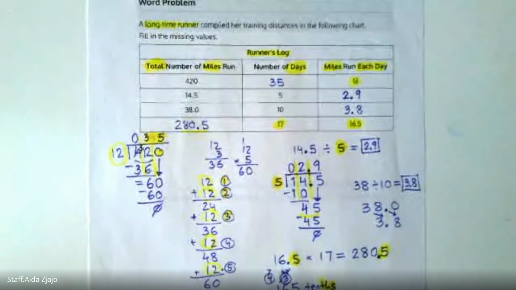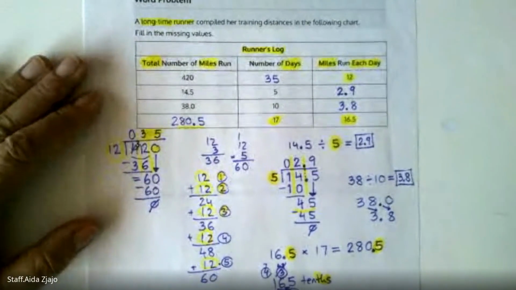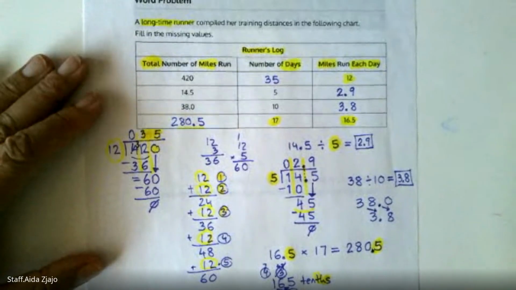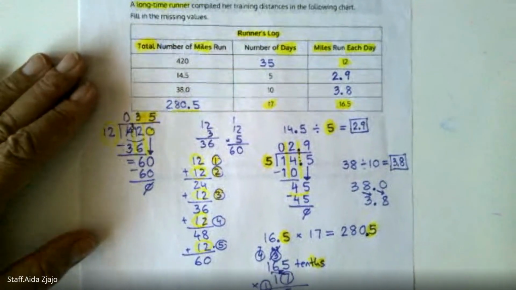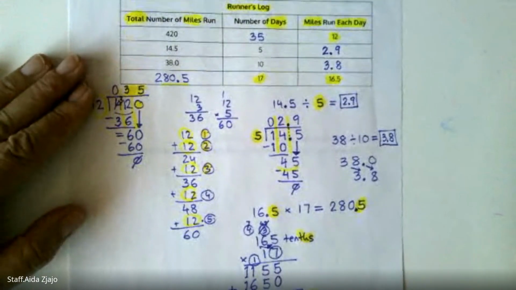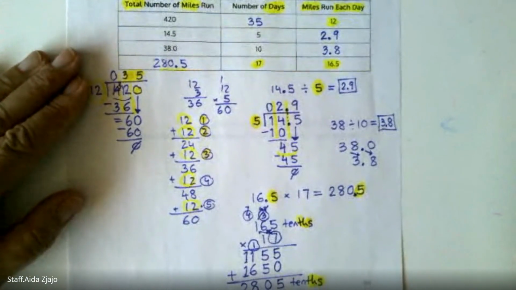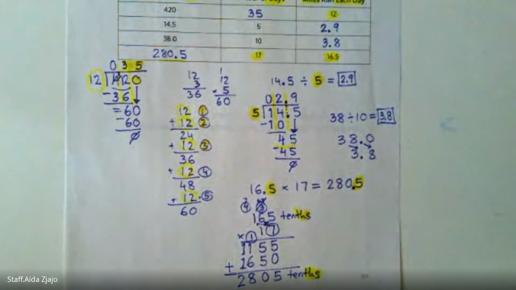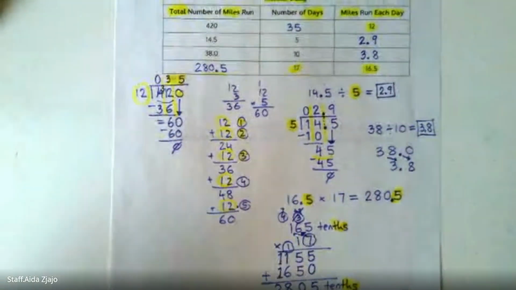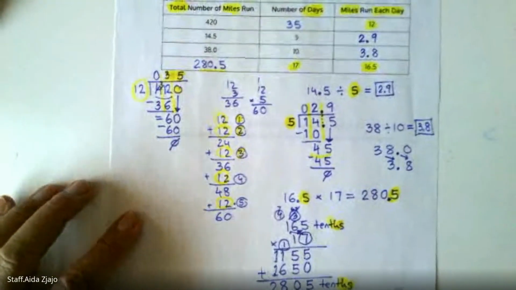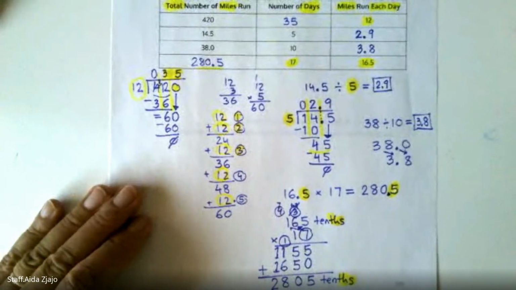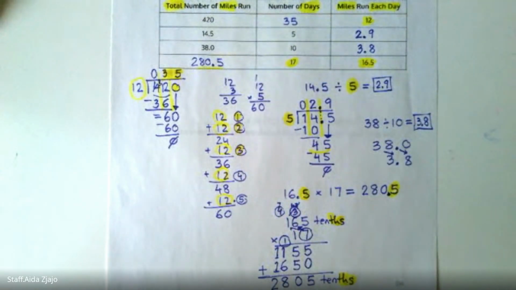Okay, so that was lesson 24 word problem, and it was this table, and this was all the calculation we have done so far, right? I think you can see all of them now.